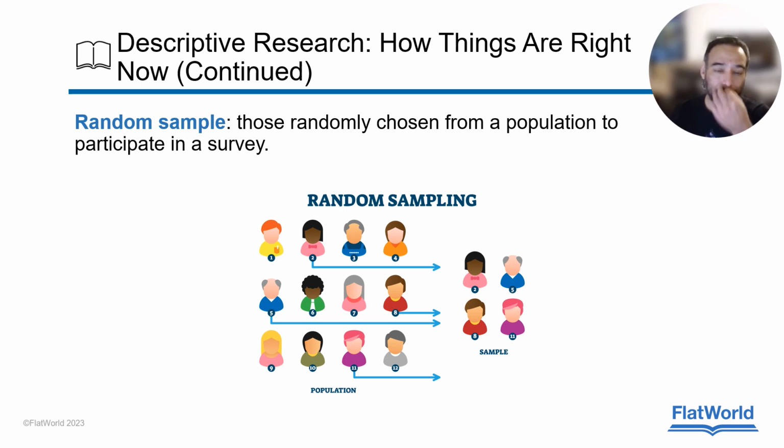Now I mentioned population and random samples. So what is a random sample? A random sample is a group of people or things chosen from a larger group, and it's chosen in a way that every person or thing has an equal chance of being selected. So it's not targeted.